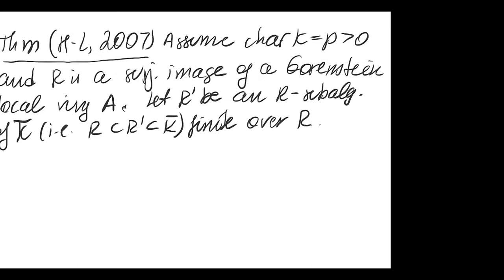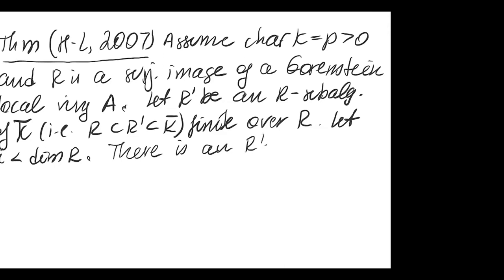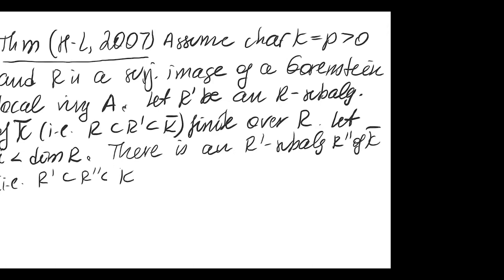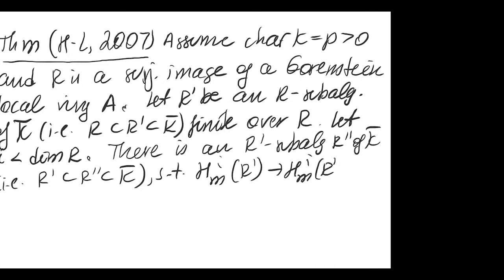Let i, smaller than the dimension of R, be an integer. Then there is an R prime subalgebra, R double prime, of K bar, that is, R prime sits inside R double prime, and this sits inside K bar, so that the inclusion of R prime into R double prime induces the map H^i_m of R prime to H^i_m of R double prime, which is zero.